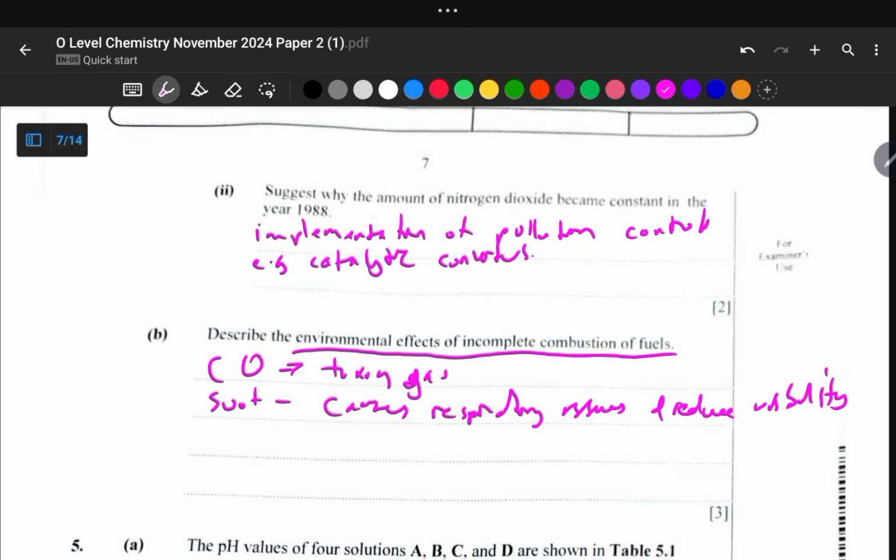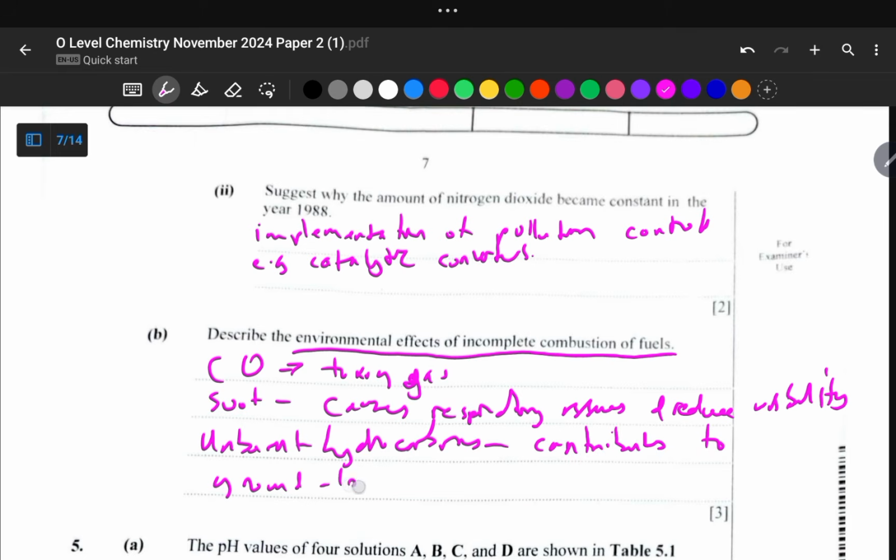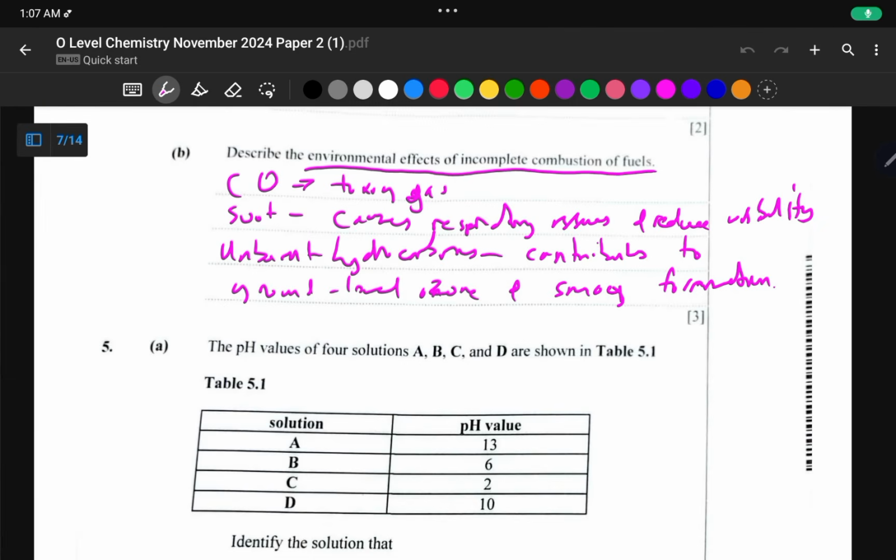And then unburnt hydrocarbons can also contribute to ground level ozone and smog formation. So unburnt hydrocarbons contribute to ground level ozone and smog formation, right? So we are moving on to number 5, right?